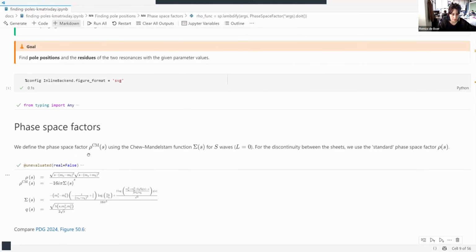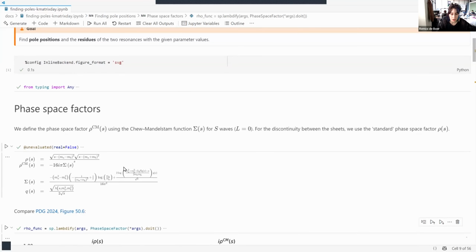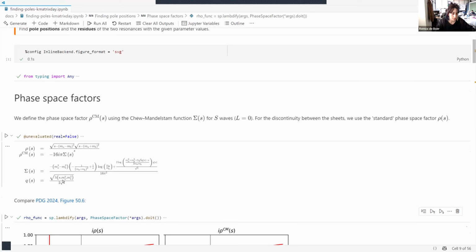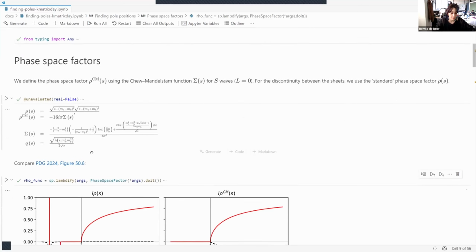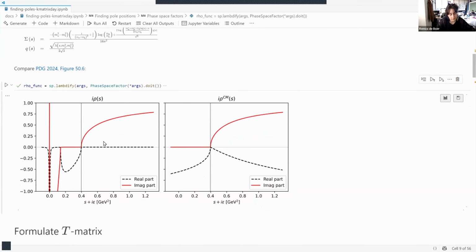So I pre-implemented a few things. For example, my phase-space vector and my kinematic stuff. So what's going on here is that I assume I have an S-wave channel, and therefore I implemented the Chew-Mandelstam function, which has an analytic solution for L equal to 0. And then I also implemented the breakup momentum and the standard phase-space vector with the square root definition. So here I have a graph of the phase-space vector and the Chew-Mandelstam phase-space vector again, just to reproduce these maybe known plots from the PDG resonances to verify my implementation, but not too many details on this.